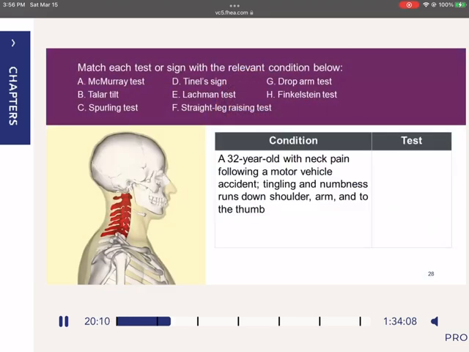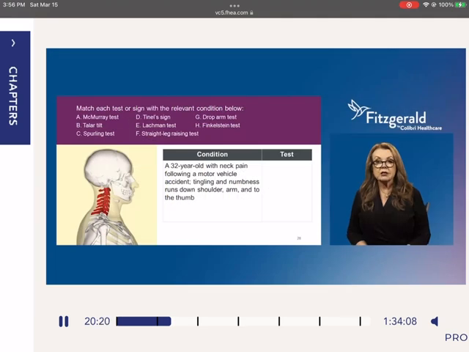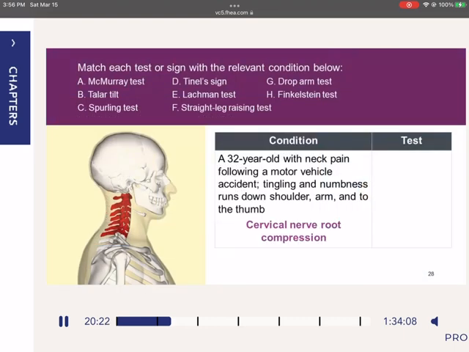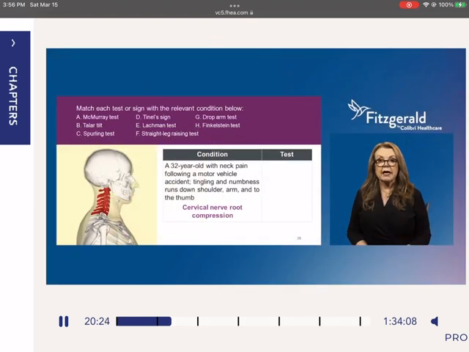A 32-year-old with neck pain following a motor vehicle accident with tingling and numbness running down the shoulders, arm, and to the thumb. What does that describe? That describes cervical nerve root compression, and the test would be Sperling test.